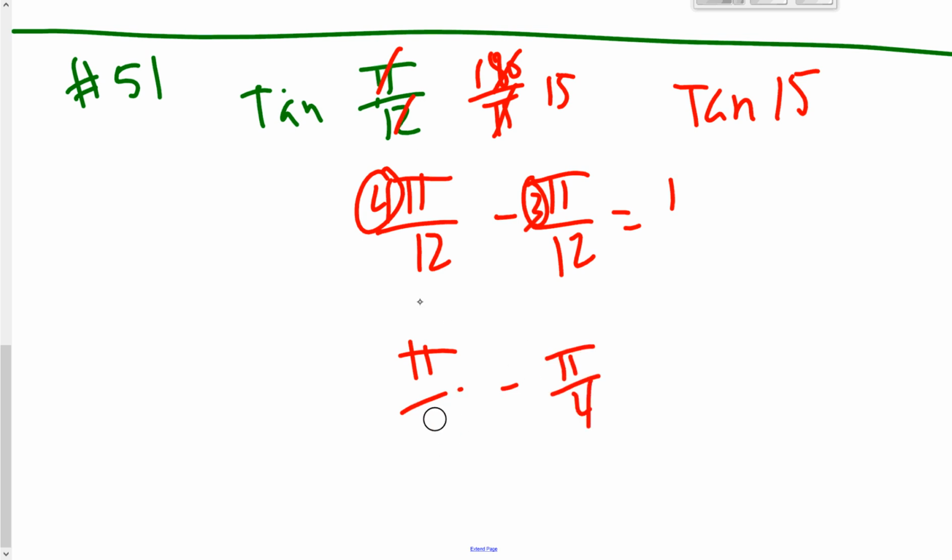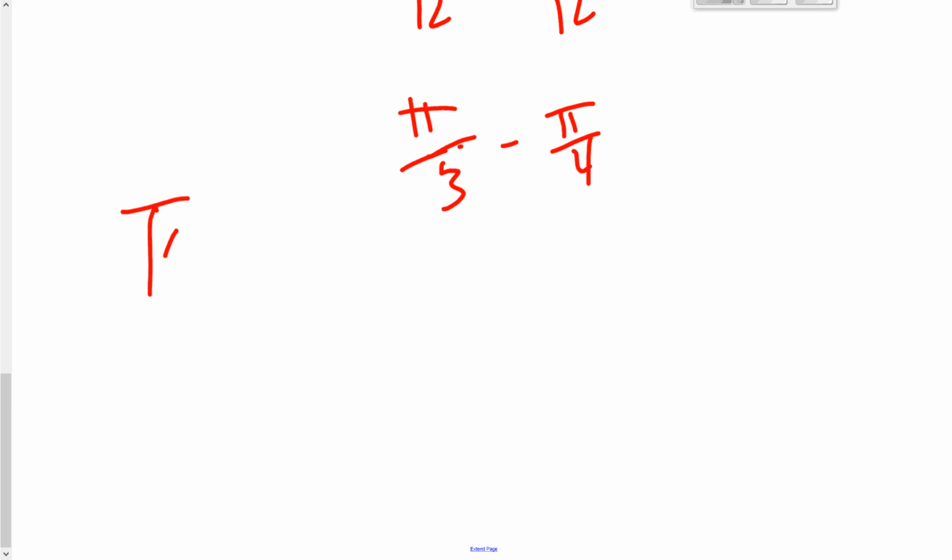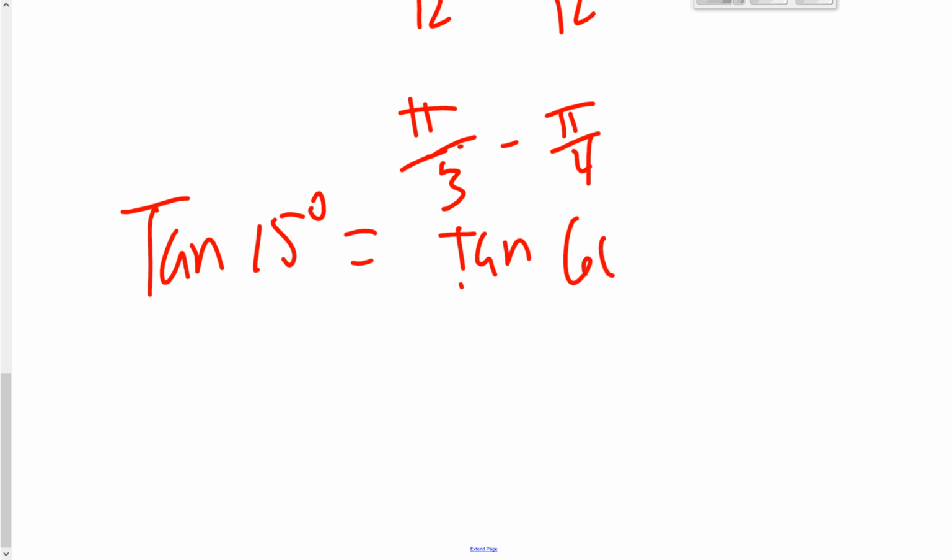So you could do that, but I'm pretty sure most of us are probably going to change it to just degrees. But you could use this, because then you know you're going off a 60-degree angle and a 45, so you know it's going to be 60 and 45. So tan of 15 is the same thing as tan, in degrees, of 60 minus 45.